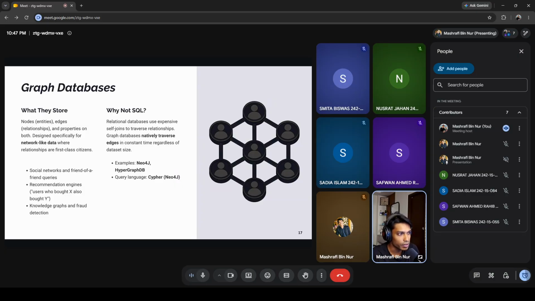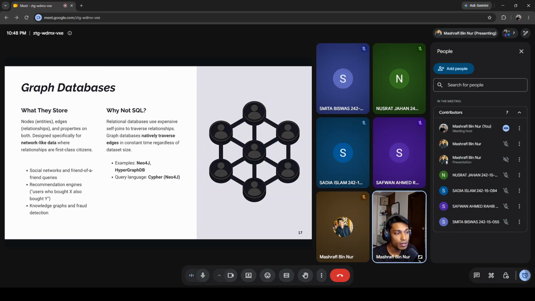So my teammate already told about the importance of SQL and basically the NoSQL part mostly. So now I'm going to talk about the graph databases first. So what do they store? They basically store the nodes, edges, and the properties. The nodes can be customers, persons, and many things. And the edges are the relationships between them, and the properties are the additional information stored between them.